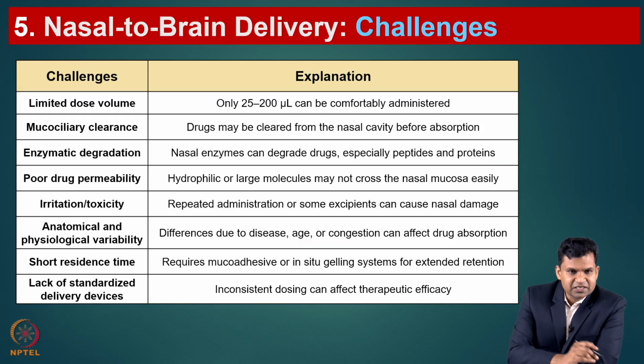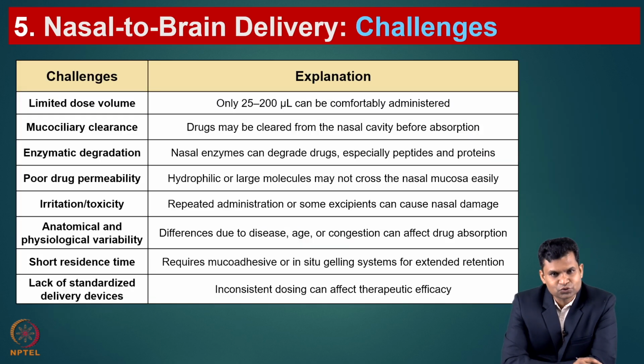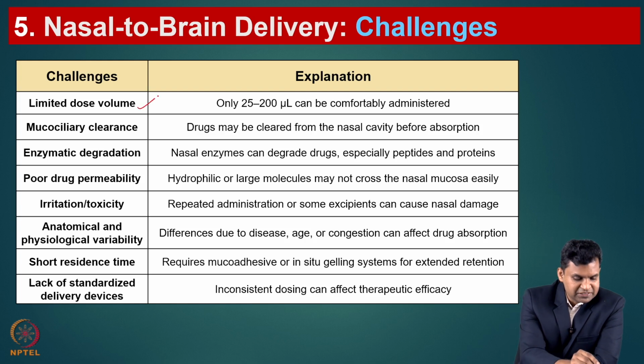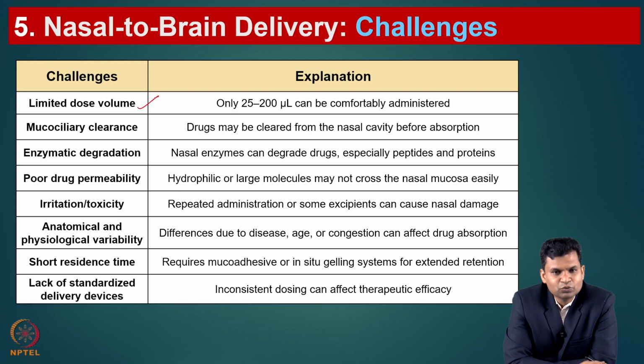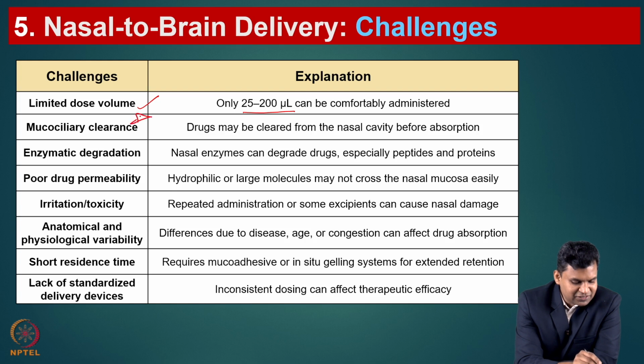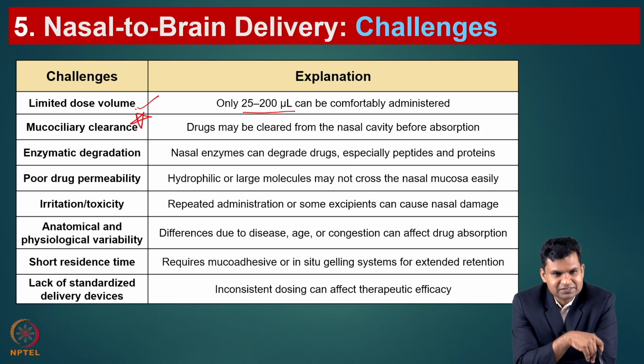Now, these are the challenges we will face in nose to brain delivery. As we have discussed, you cannot give a higher volume, which is one of the major limitations. You have to give it in a limited dose volume, that is 25 to 200 microliters. That is one of the major limitations. Yes, the treatment is effective, but the dose volume is very, very small. And the second major issue is mucociliary clearance.